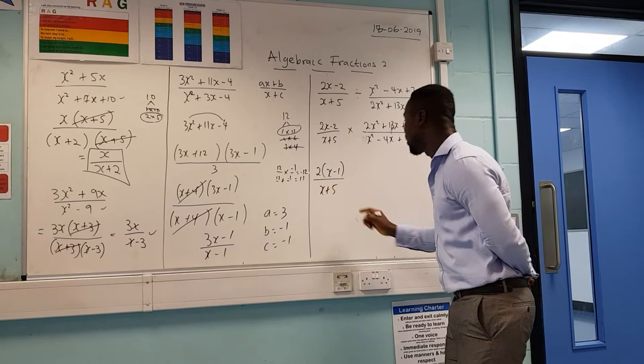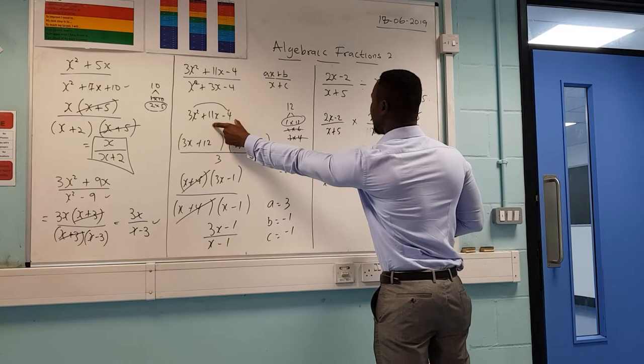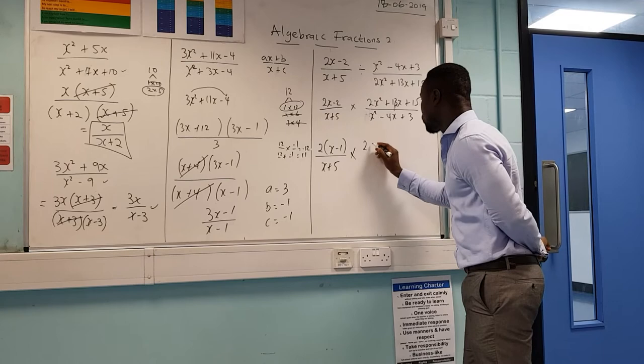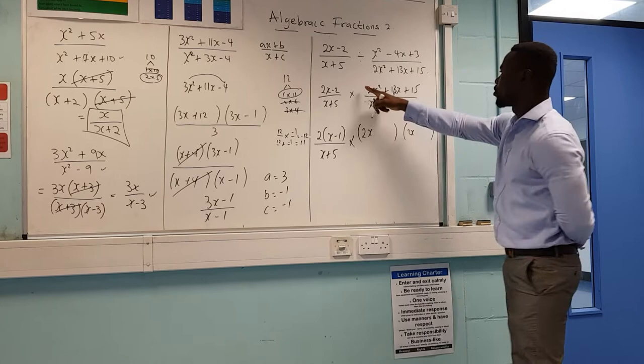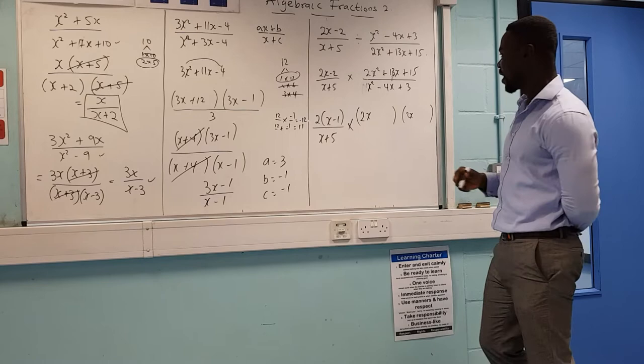Times, let's go to this side. Remember the same method I did over here? We're going to use the same principle here. So here, you can write it as 2x in one bracket, 2x in another bracket. 2 times that is 30. You want to make 13. So we can see that it will be 10 and 3. So plus 10, plus 3.